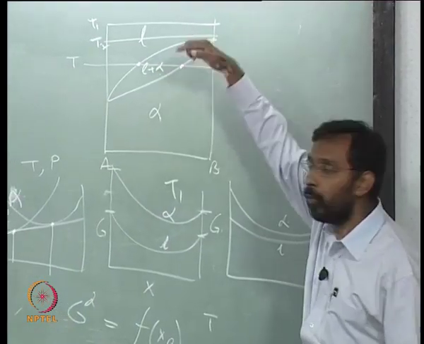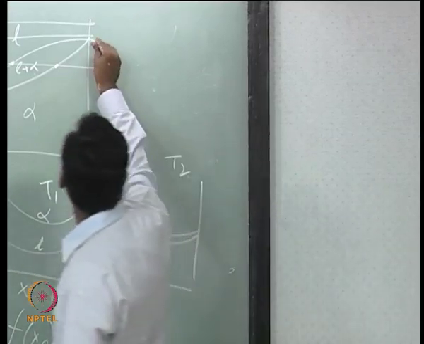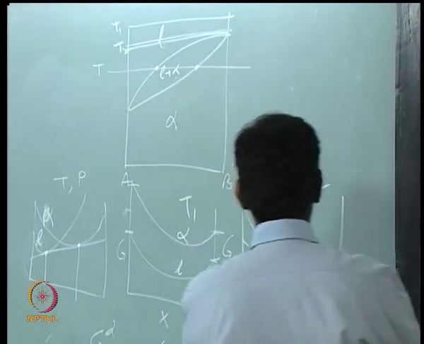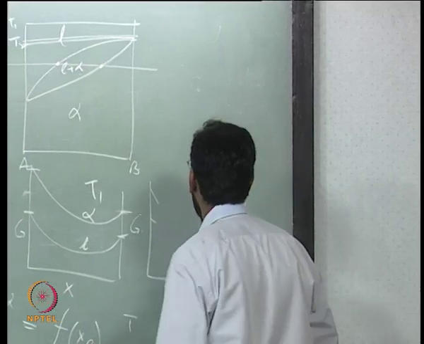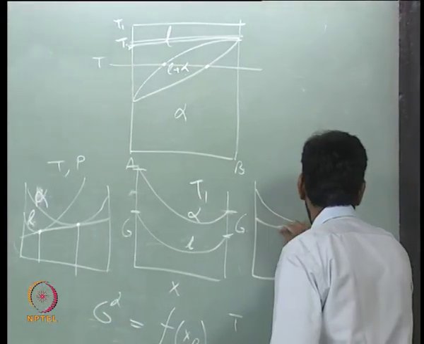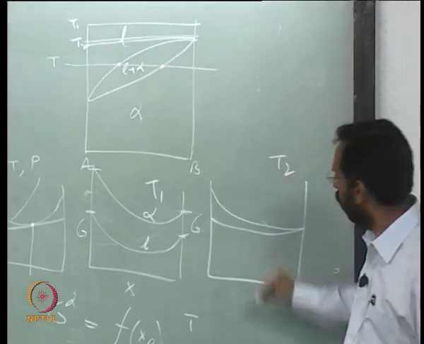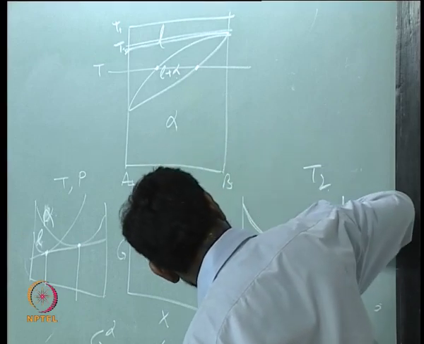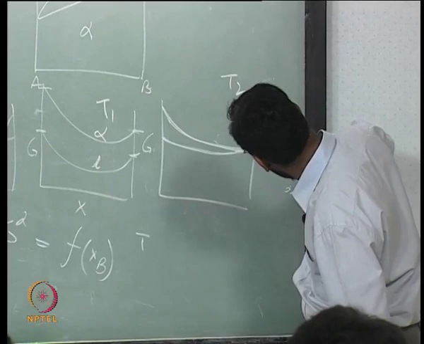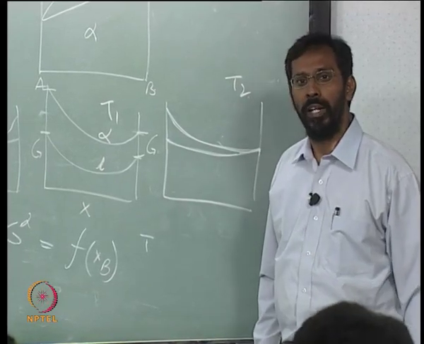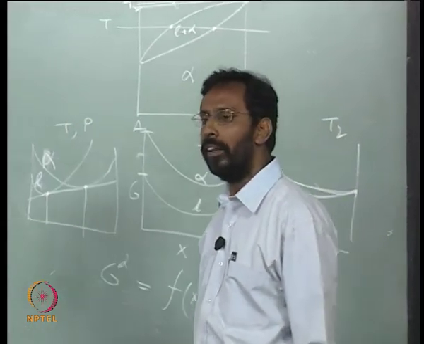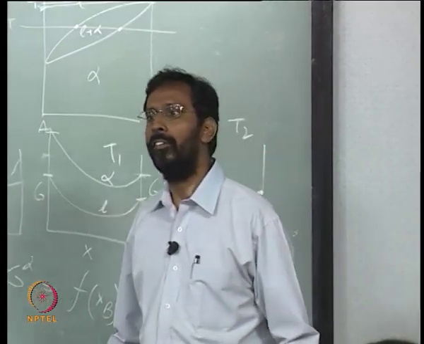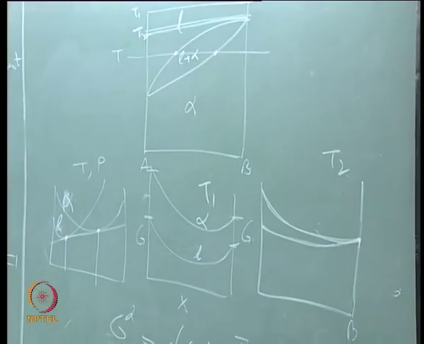And the moment you choose another temperature T3, which is exactly the melting point, then you would see that these two will merge with each other. So, you will see a situation where both of them will meet each other at this point, indicating, what does it indicate? That means at that particular composition of B, alpha and liquid have the same free energy. That means alpha and liquid are in equilibrium.